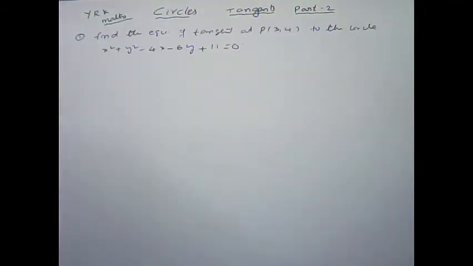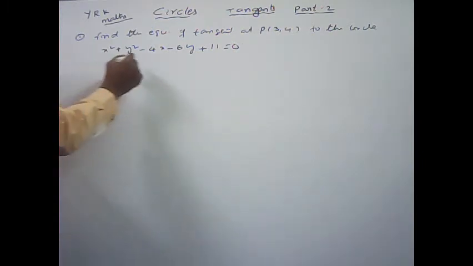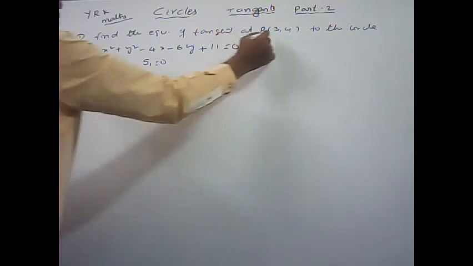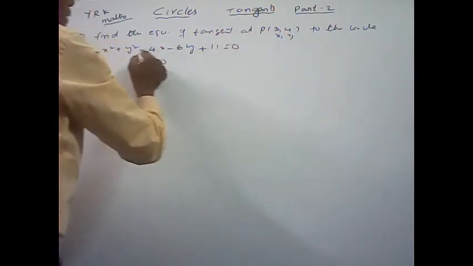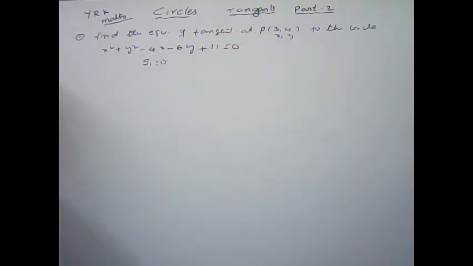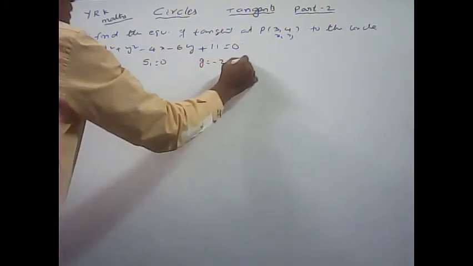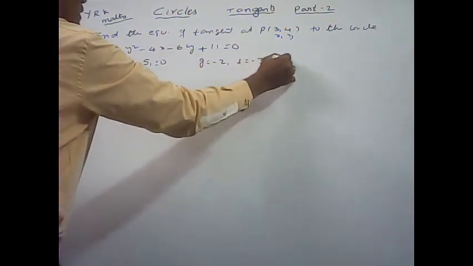Here, find the equation of the tangent at P(3, 4) to the circle. We want the equation of the tangent, that is S1 equals 0. This is (x1, y1). By comparing with the general form of the equation of the circle, g is equal to minus 2, f is equal to minus 3, and c is equal to 11.